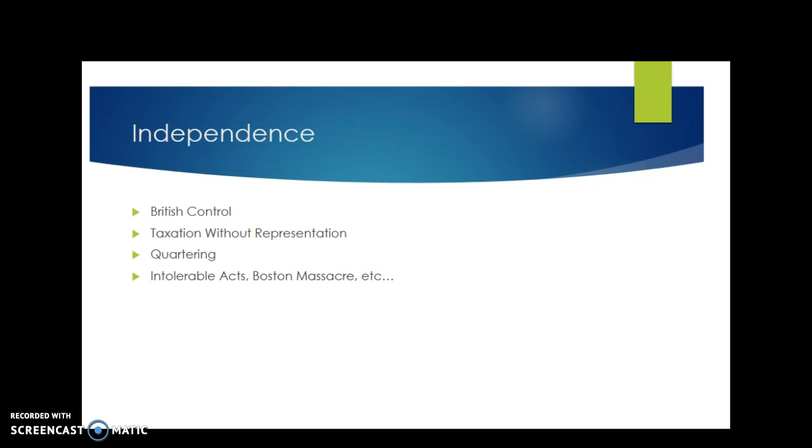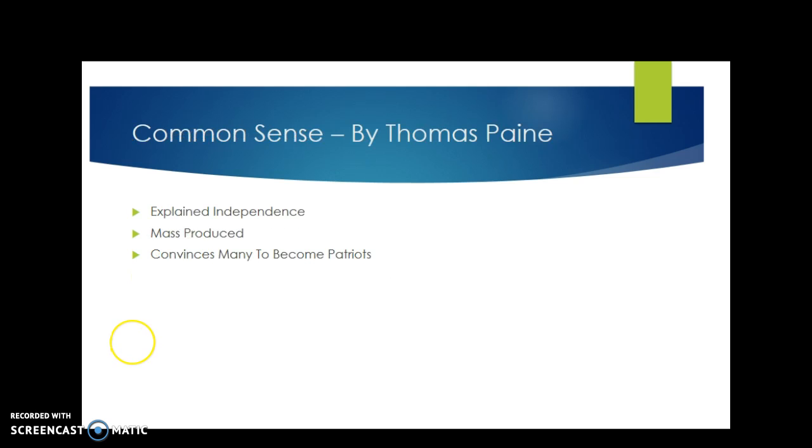Well, the independence started because the British colonists in America did not appreciate the British control and the British taxation without representation. They didn't appreciate the British crackdown with the Intolerable Acts and quartering that occurred with their soldiers after they protested some of these things. As a result, they went for independence.